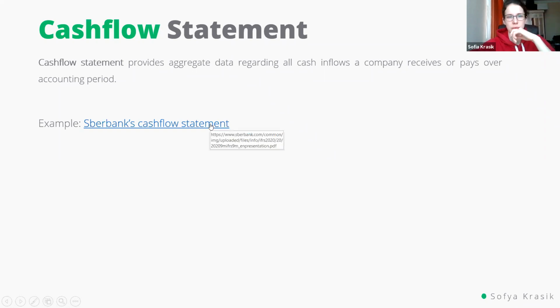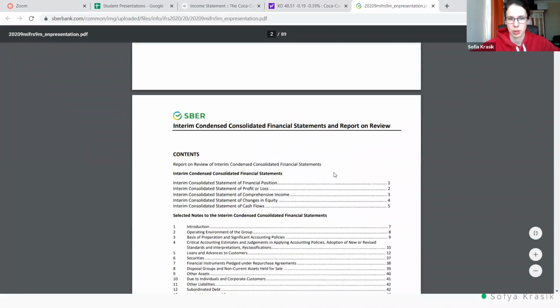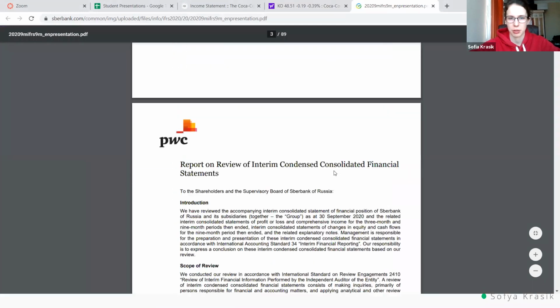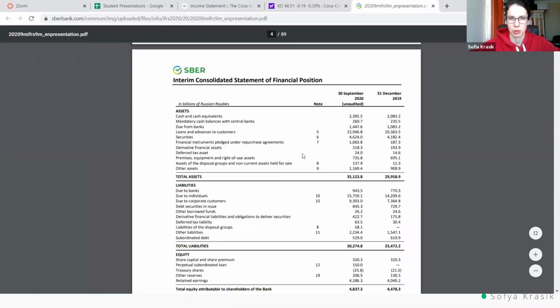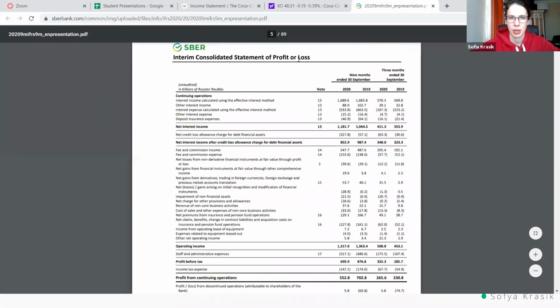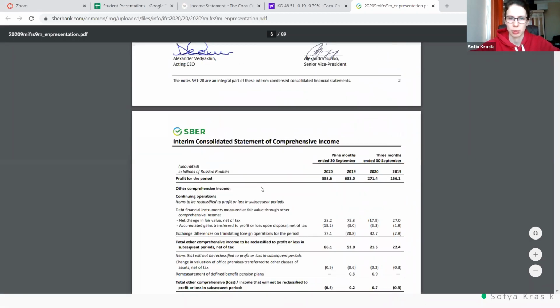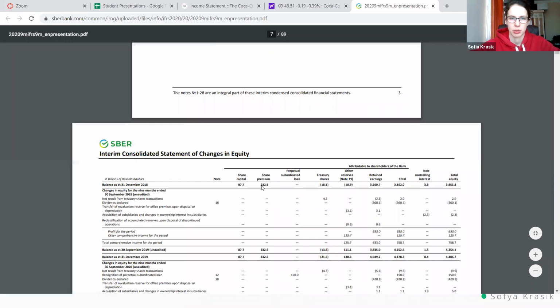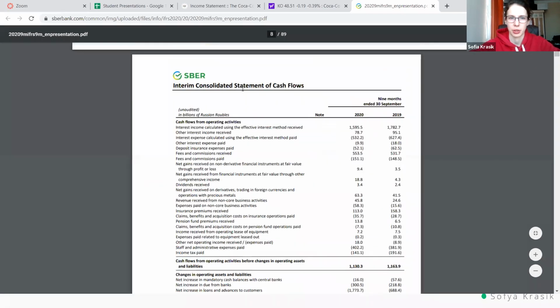okay, let's consider one real example and then move further. This is, by the way, the same file that we just opened. So here is the balance sheet that we looked into. And here you see the consolidated statement of profit and loss. Sorry, profit and loss we don't need. We need the cash flow statement, right? So here, interim consolidated statement of cash flows.